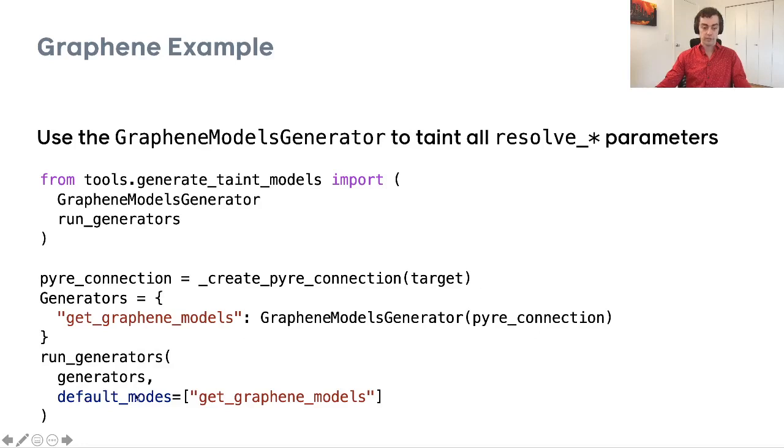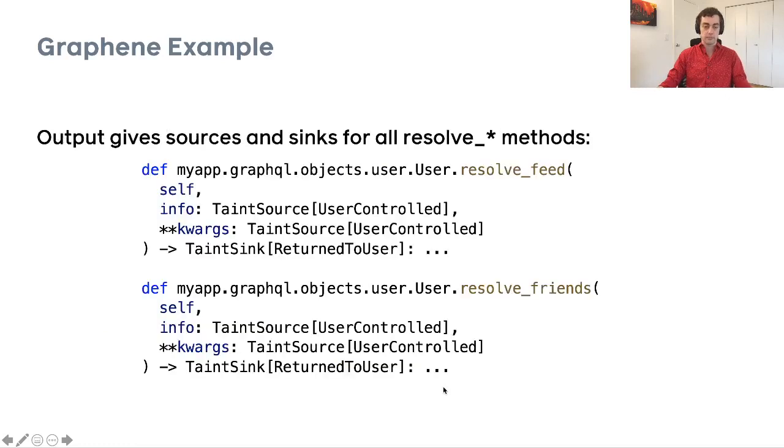From there, we call run generators. This does some helpful stuff like set up the command line interface for you. You can then select which modes you want to run based on the name you specified here, and the default modes will cause this generator to be run by default when you don't specify which modes you want to run. It's that simple to start generating potentially thousands of models for a Graphene system.